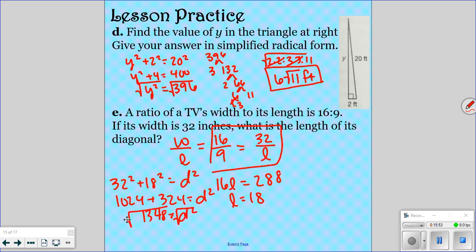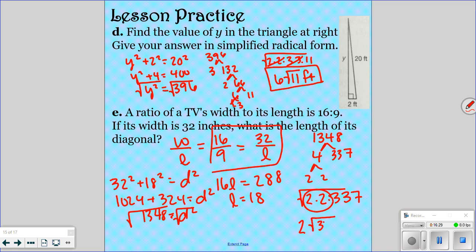And then you can take the square root of both sides. And I get a decimal. So I want to factor this instead. So 1348, I think it divides by 4. It does. And so 2 and 2. 337 doesn't divide by anything. So instead of writing the square root of 1348, I'm going to do 2 times 2 times 337. And so these 2's will come out, and then I'll have 2 square root of 337 inches for the diagonal length.